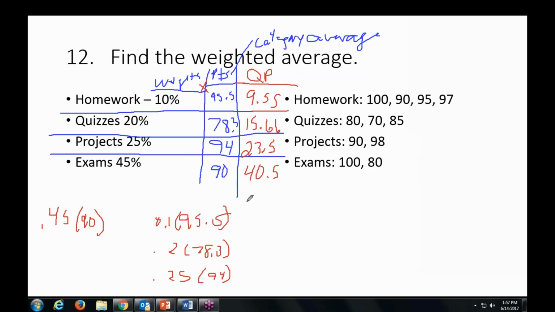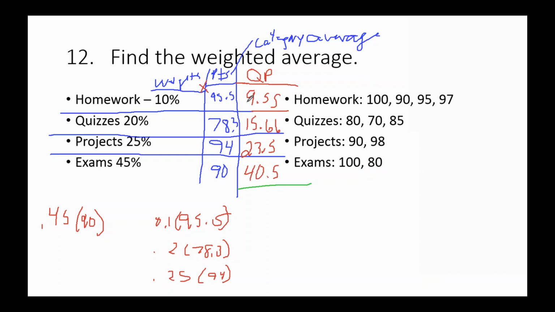All right, so now that I have my quality points, if I total up this column, so if I add up 9.55, 15.66, 23.5, 40.5, how many total quality points does this person earn? 89.21.